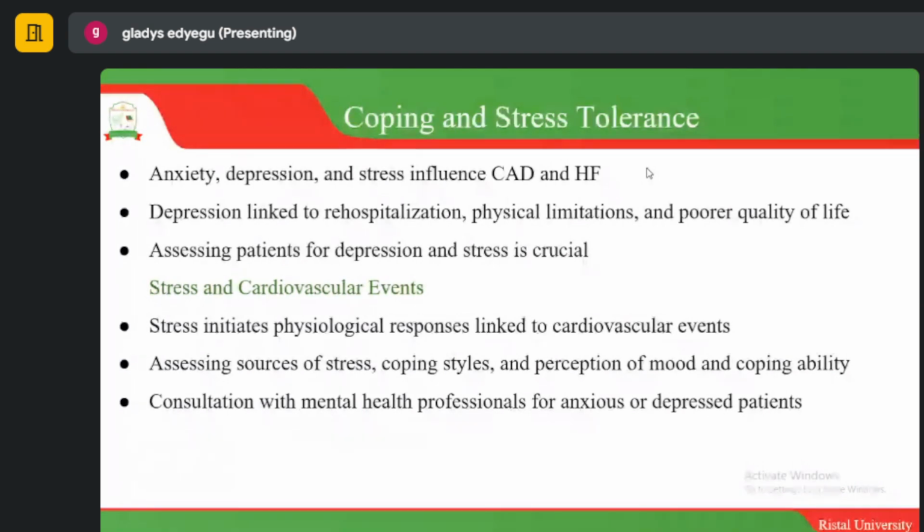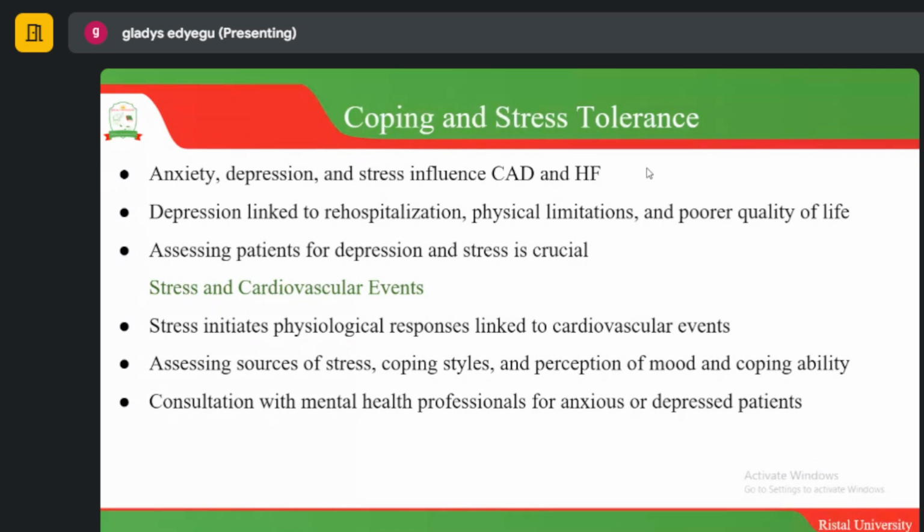So we should be able to take them through some of these lifestyles so they can cope, understand their situations, and actually prevent getting into this CAD and HF. Then depression linked to rehospitalization, physical limitations, and poorer quality of life.